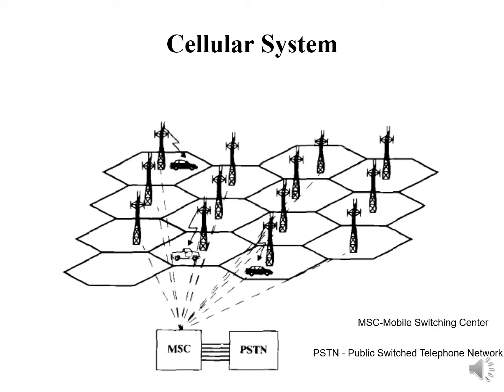I am going to introduce you to the cellular concept. You can see the basic cellular system. Every hexagon is representing a cell, and at the center of every cell there is a base station. All the base stations are connected to the mobile switching center, which is further connected to the public switch telephone network.